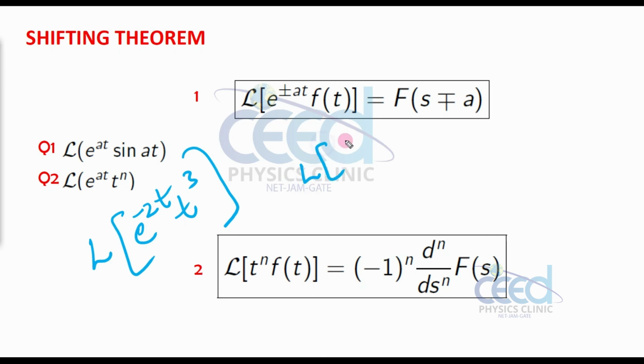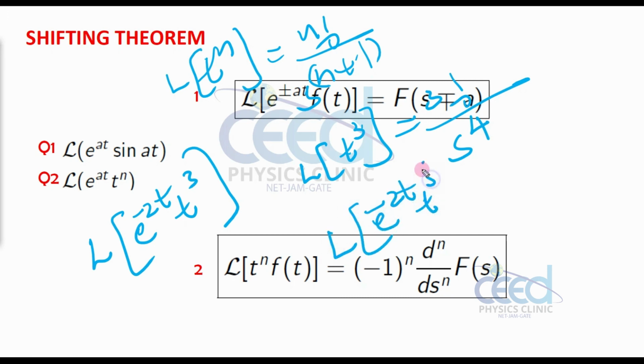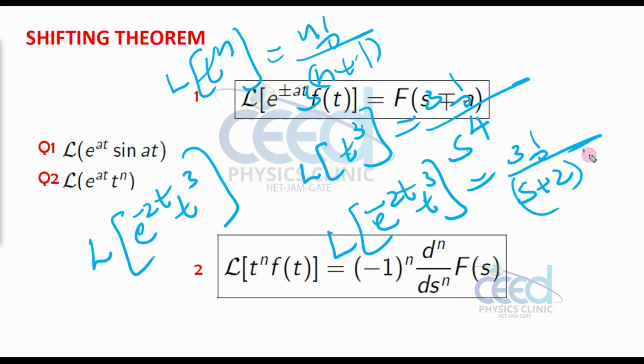Laplace transform of t raised to n we have studied is equal to n factorial divided by s raised to n plus 1, right? So here 3 factorial divided by s raised to 3 plus 1, that is 4. Now we are multiplying by e raised to minus 2t t cube, so here minus at, f of s plus a will come, so you have to add 2 to this s. So 3 factorial divided by s plus 2 all raised to 4.